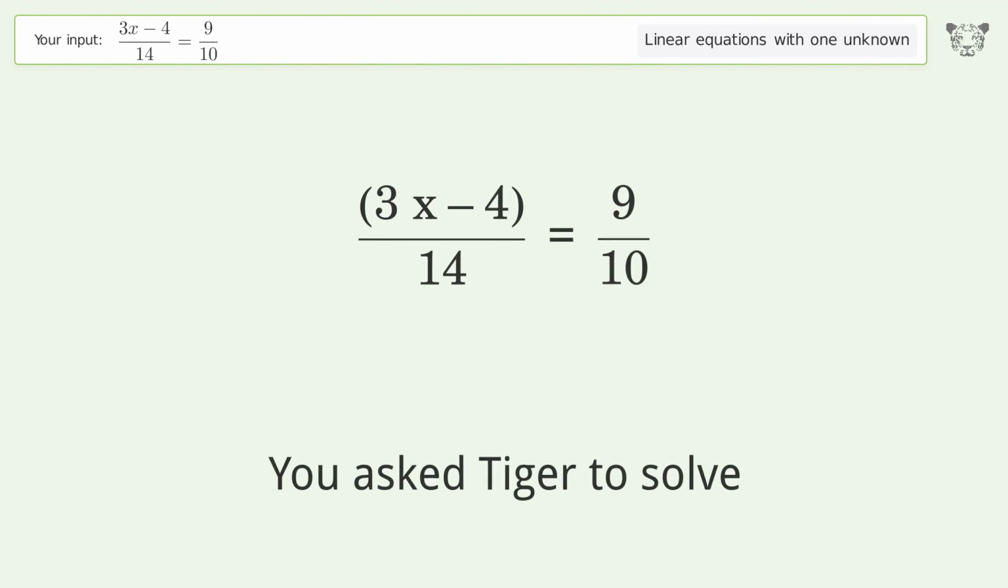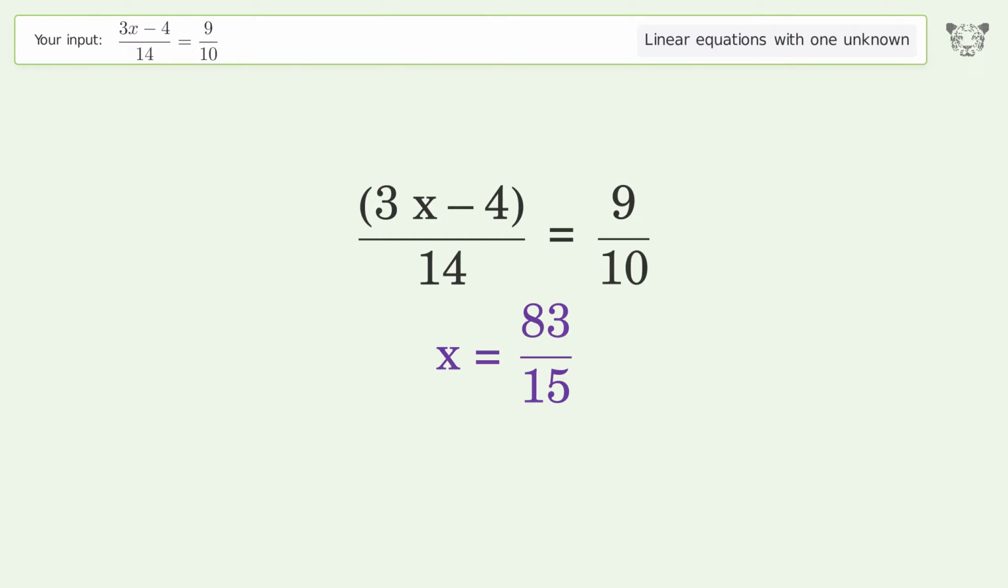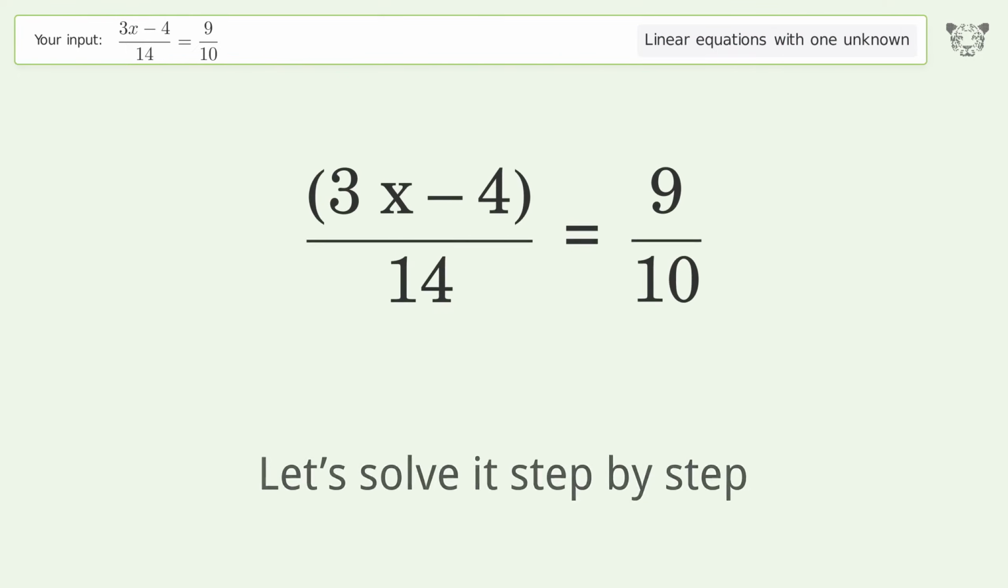You ask Tiger to solve. This deals with linear equations with one unknown. The final result is x equals 83/15. Let's solve it step by step.